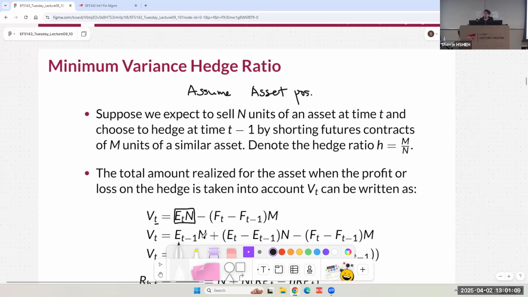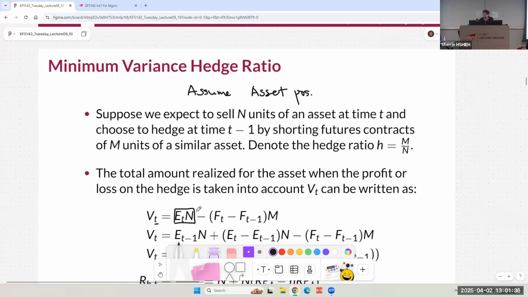Now you're given the choice to hedge. So that means that, since we have an asset, we're going to short. Short means that we're going to receive F sometime, but we're going to unwind in the next period at time T, because that's where we're going to liquidate our entire portfolio.